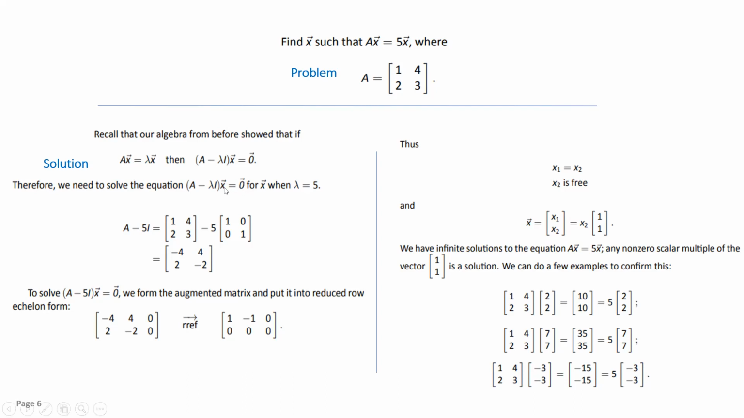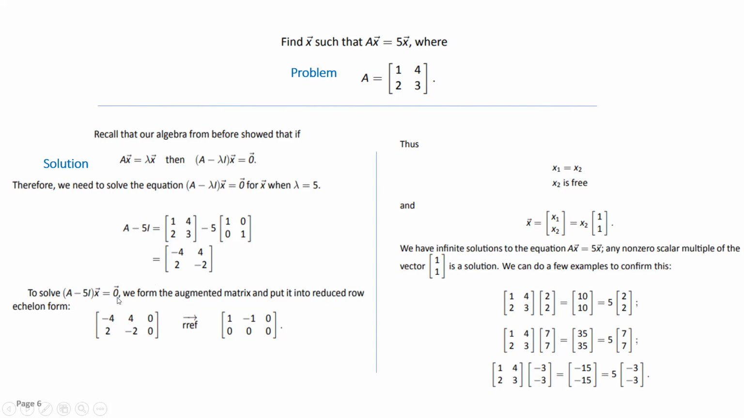Trivial solution. So we cannot equate x bar to 0. Then A minus 5I should be equal to [1, 4; 2, 3] minus 5 times the identity matrix, which is [-4, 4; 2, -2] and 0. To solve (A minus 5I) x bar equal to 0, we form the augmented matrix and put it into reduced echelon form.